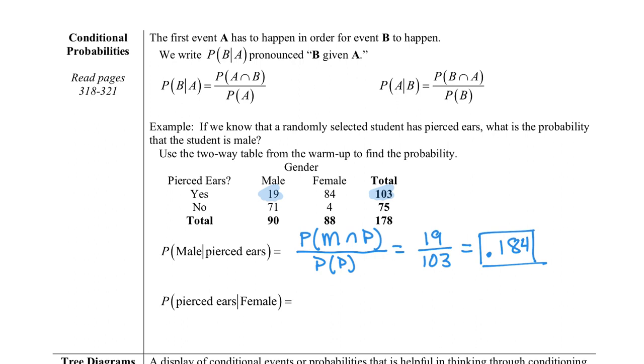All right, so next question. This question is asking, what's the probability a female has pierced ears? Like I said, I don't necessarily like to go through and try to set up the formula. I just say, okay, so we want the females. How many total females do I have? It's 88. And of those females, how many have pierced ears? That's 84. So 84 out of 88, this is a pretty high probability. So 0.955.